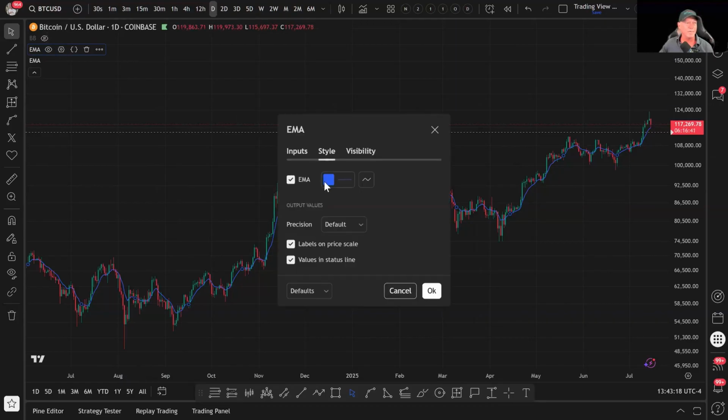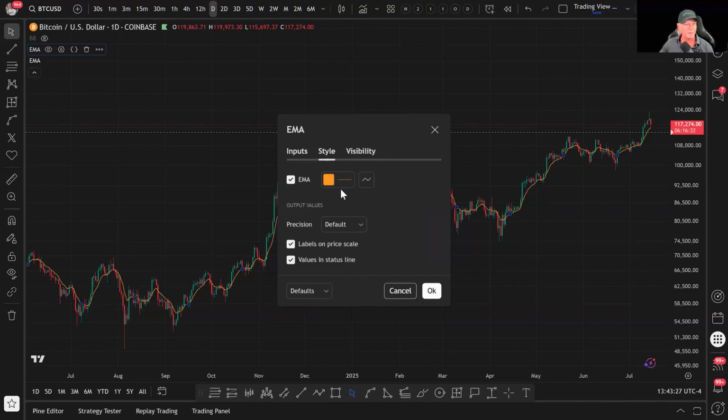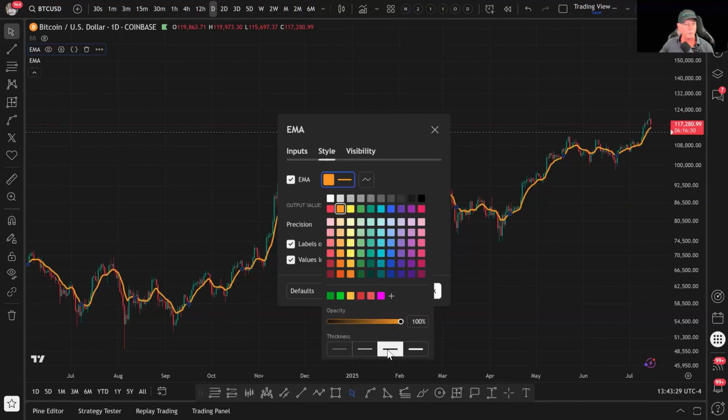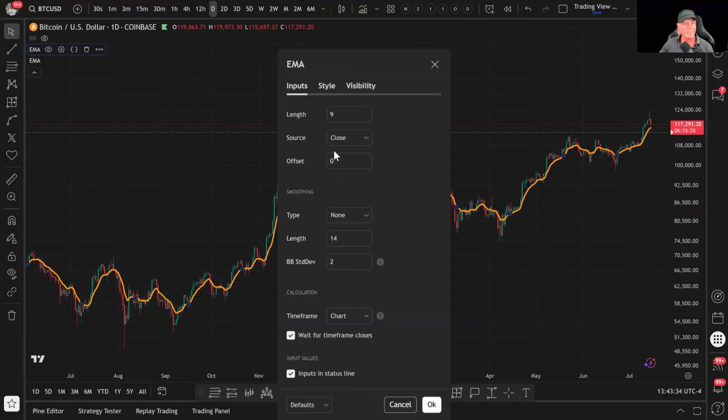Okay, and we're going to change that. I'm going to change the color to like this orange. I like that. You can do whatever colors you want, but I'm going to make them different. And in the line, I'm going to make that a little wider. But on the inputs, most importantly, change that one from 9 to 21.